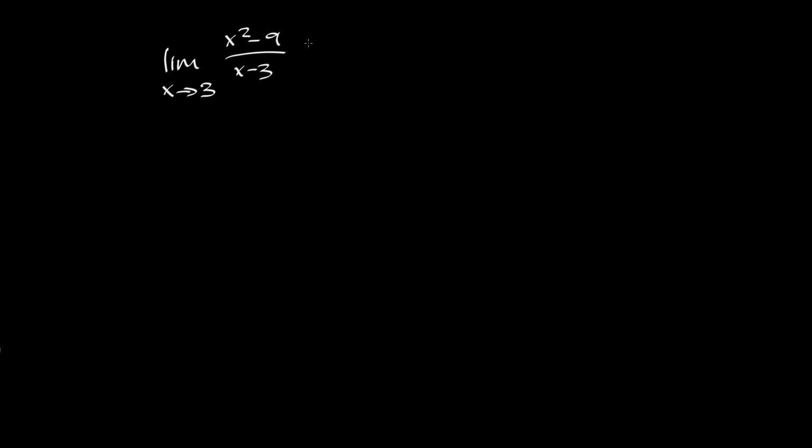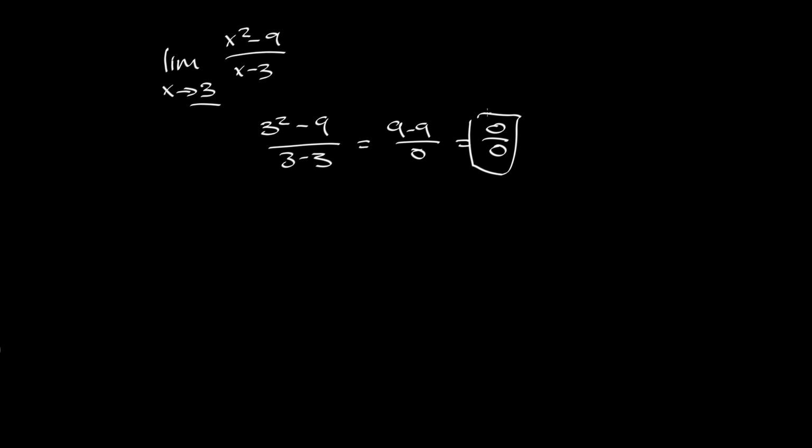Before you do anything, plug in the value that x is approaching. In our case, it's 3. So it's going to be 3 squared minus 9 over 3 minus 3. This is equal to 9 minus 9 over 0, which is equal to 0 over 0. This is known as an indeterminate form. It doesn't mean that there's no limit. We just have to mess around with the function to find our limit.